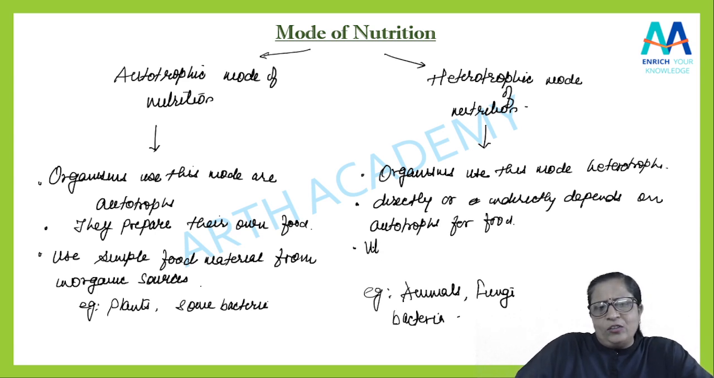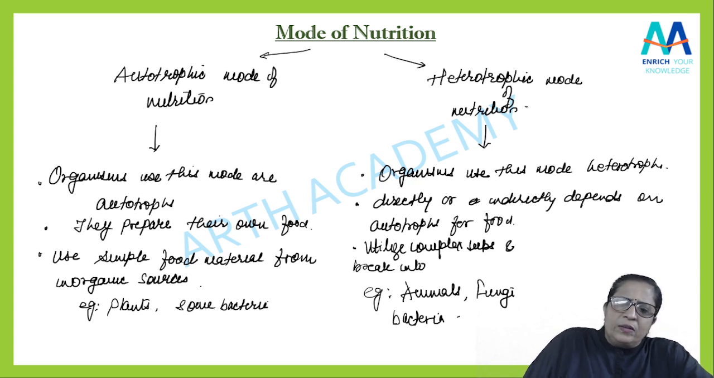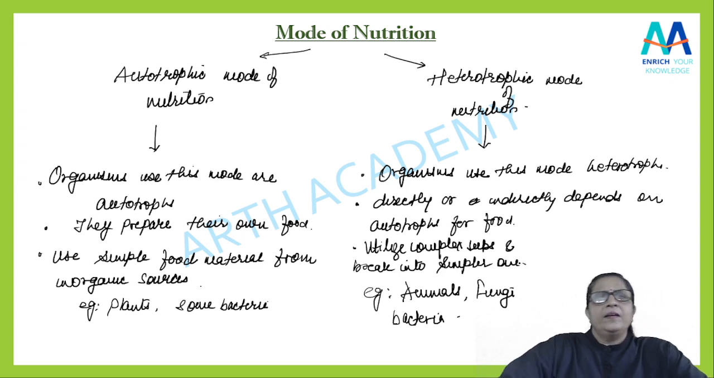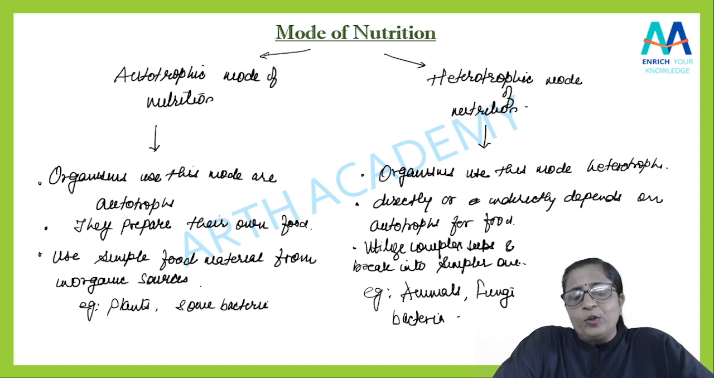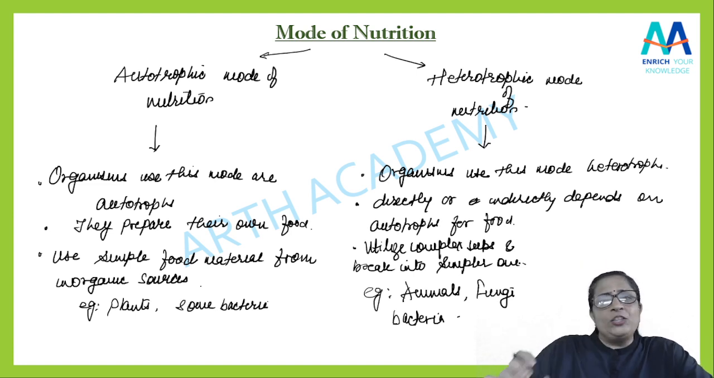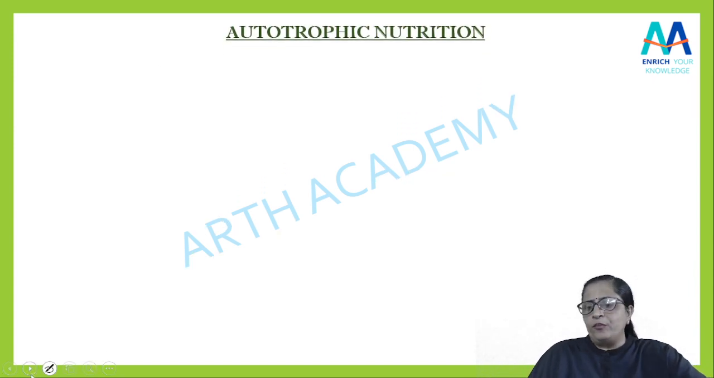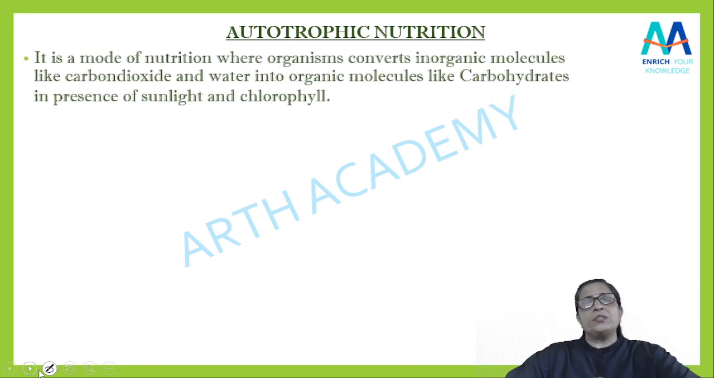You can write it down: utilize complex substances and break into simpler ones. Clear? So this is for the two modes of nutrition, that is autotrophic mode of nutrition and heterotrophic mode of nutrition. Now students, we will discuss each mode of nutrition one by one. So first of all, we will see what we mean by autotrophic mode of nutrition. Now, in the autotrophic mode of nutrition, organisms convert what?